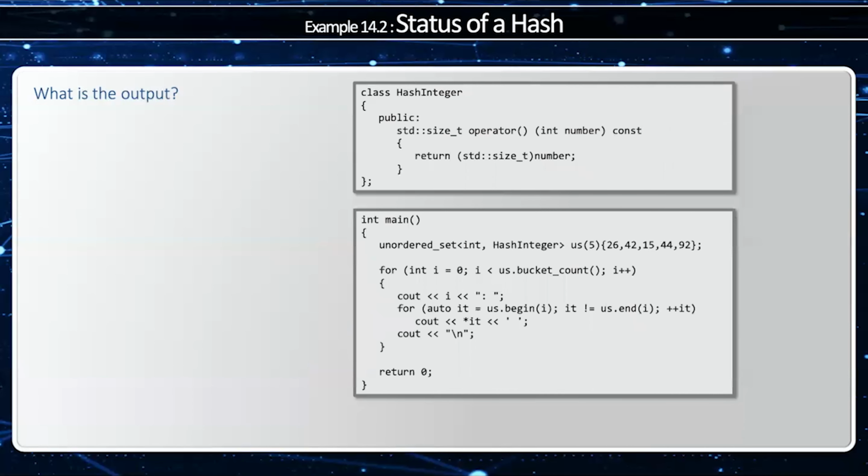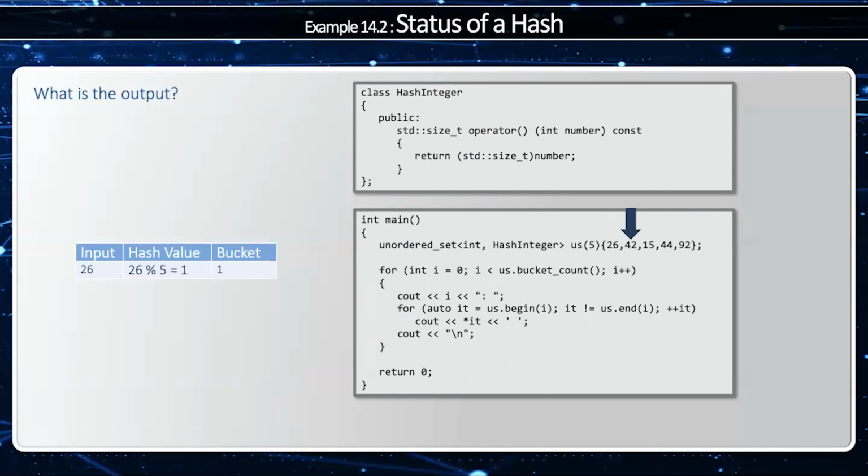Here's another example with a different hash function. This can take an integer as a parameter, and it's just going to return the value cast to an unsigned int, which is a size_t. This hash function has 5 elements. When I insert 26, 26 mod 5 is 1, so it goes in bucket 1.